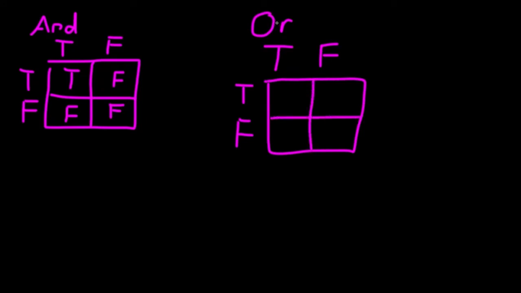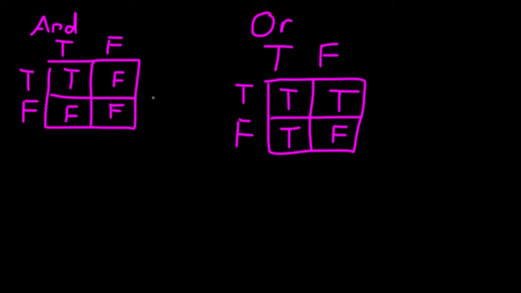So with an OR operator, only one of them has to be true. In this case, if both are true, it's true. If the first is false and the second is true, one of them is true, so it's true. If the first one is true and the second one is false, it is still true because one or the other is true. However, if both are false, we get a false.